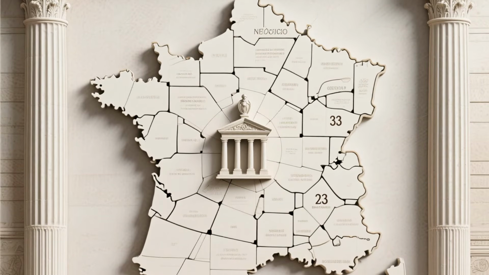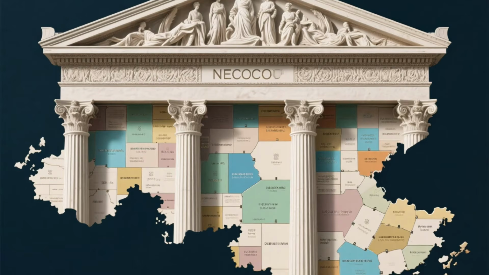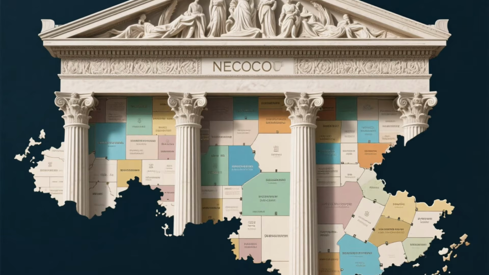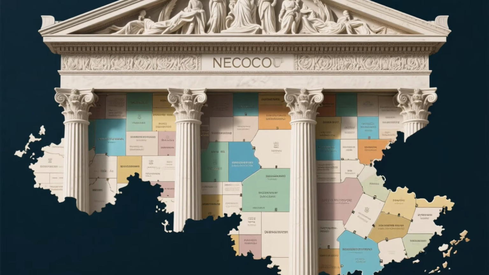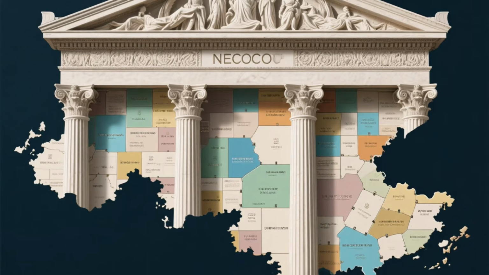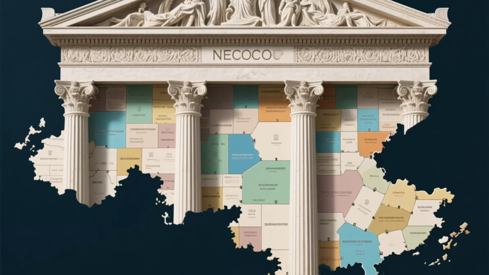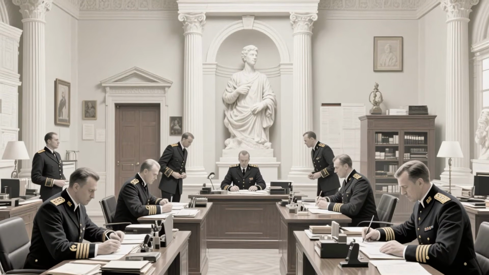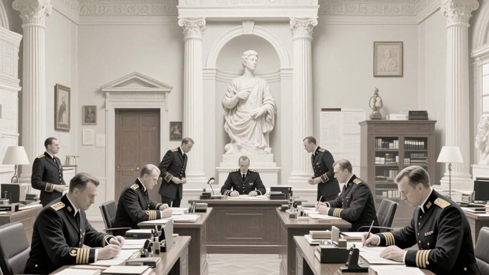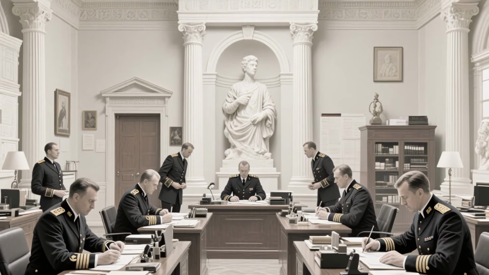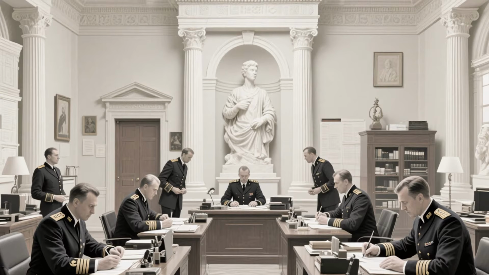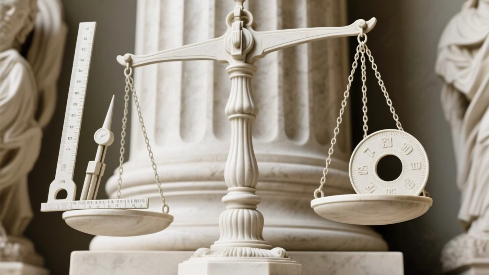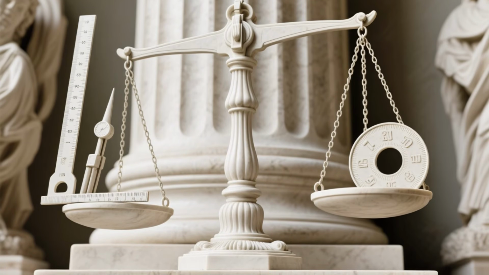Administrative centralization was another major legacy. To replace the old patchwork of provinces, feudal courts, and local privileges, the revolution reorganized France into 83 departments of roughly equal size, a structure that still exists today. This rationalized system of governance created a unified bureaucracy where local officials were accountable to the central government rather than hereditary lords. The metric system, introduced in 1795, symbolized this drive toward rationality and equality.